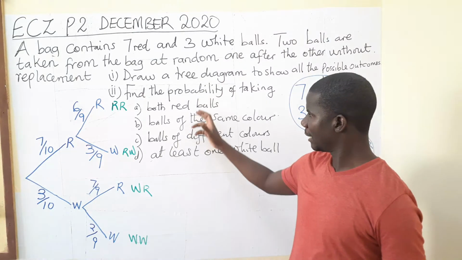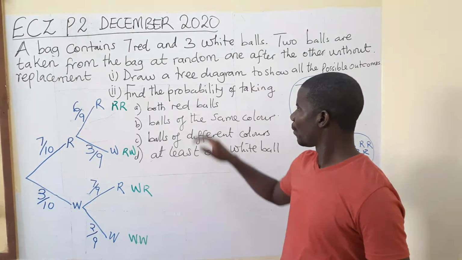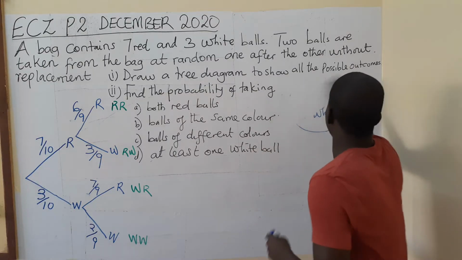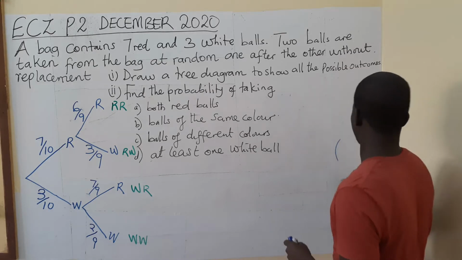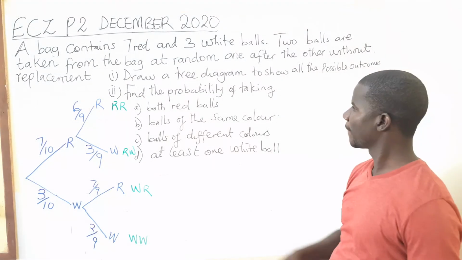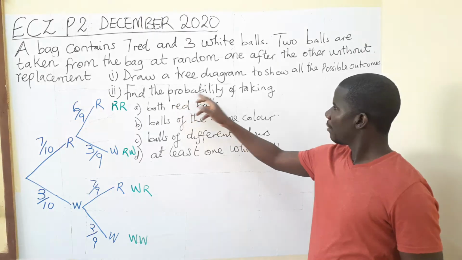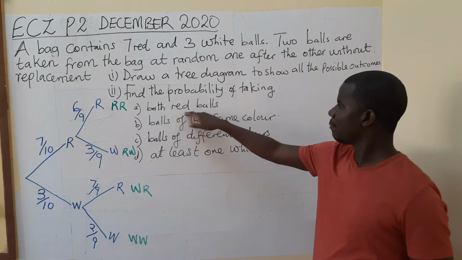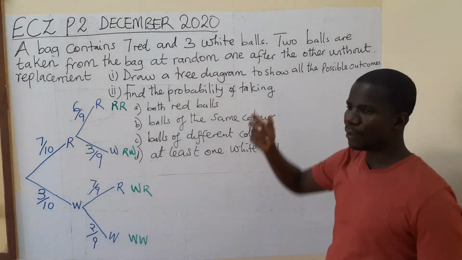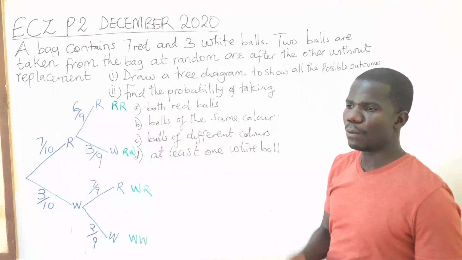Okay? So now we get to answer these questions. Find the probability of taking both red balls. Those 2 balls that were taken, what is the probability that both of them were red?